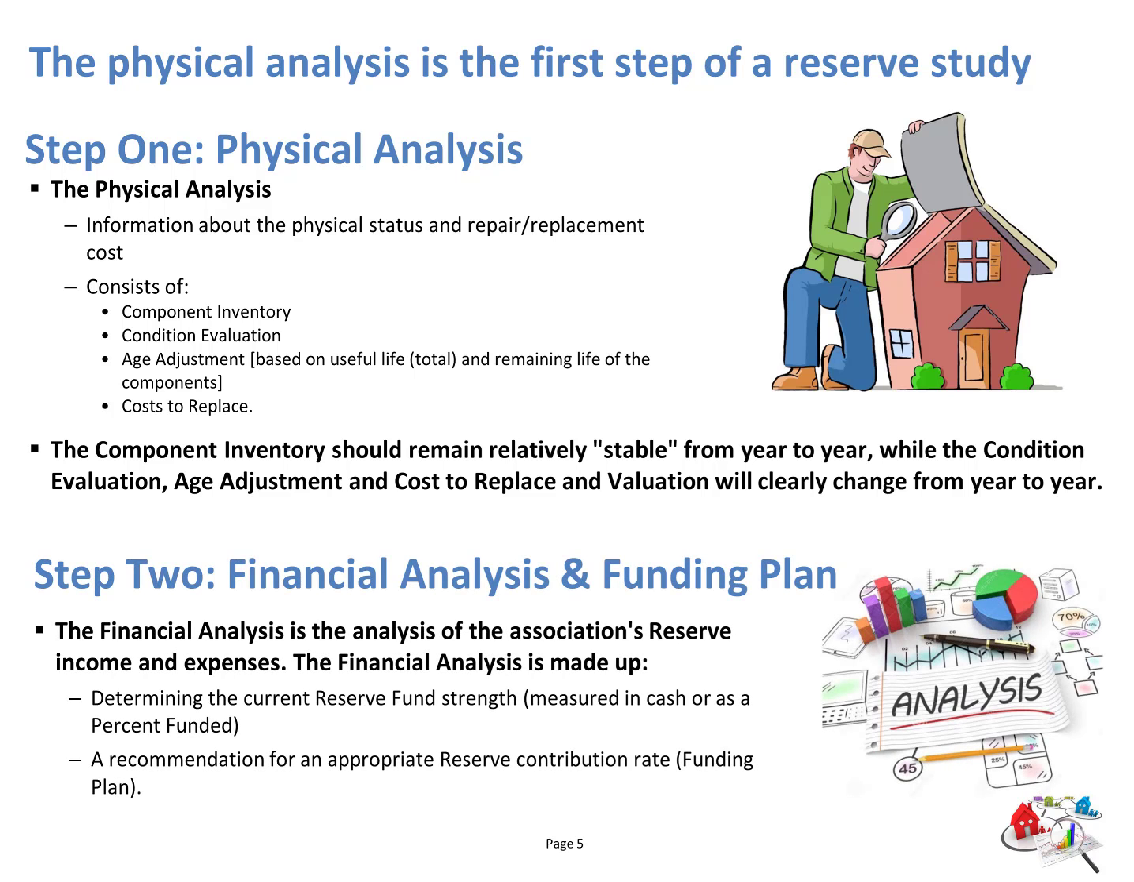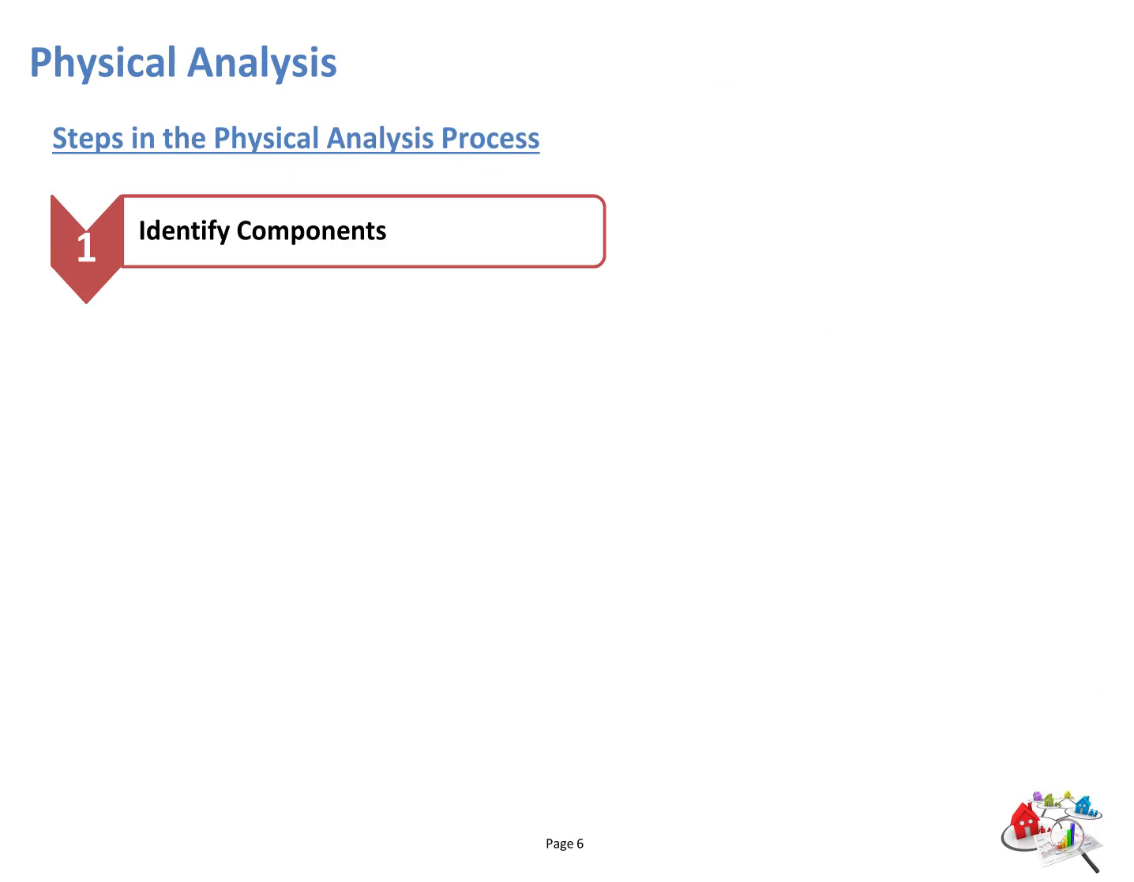The second part of the reserve study is a financial analysis and funding plan, and it is made up by determining the current reserve fund strength and developing a recommendation for the appropriate reserve contribution rate, also known as the funding plan. So here are the steps for the creation of a physical analysis.